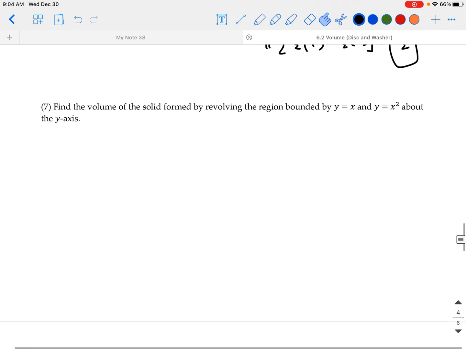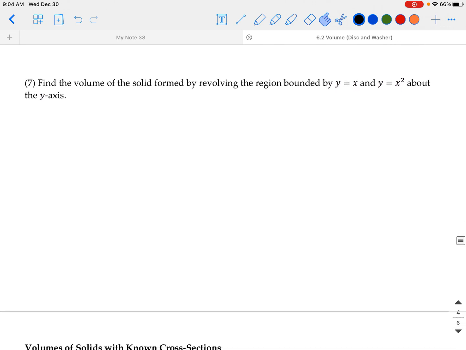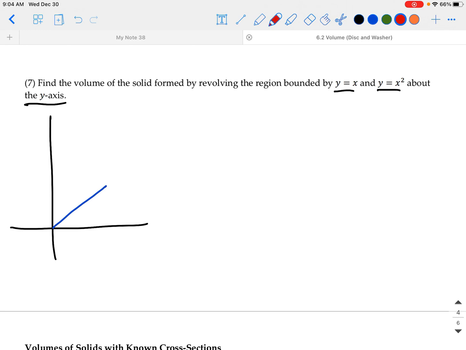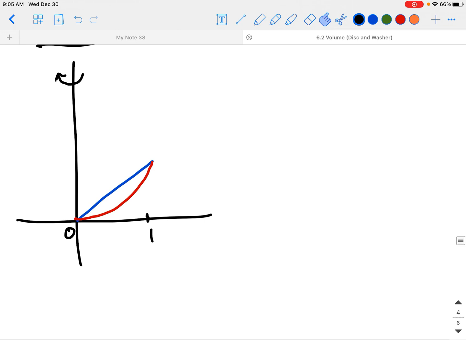All right, so let's go ahead and look at this last example for washers. Find the volume of the solid formed by revolving the region bounded by y equals x and y equals x squared about the y-axis. Let's go ahead and graph this. This one's going to be pretty easy to graph. We've got y equals x and y equals x squared. So we're going to get that example that we had previously at the start, but we're revolving around the y-axis now. We'll note they intersect at 0 and 1. You can solve that pretty easily, but we've already looked at this example also.